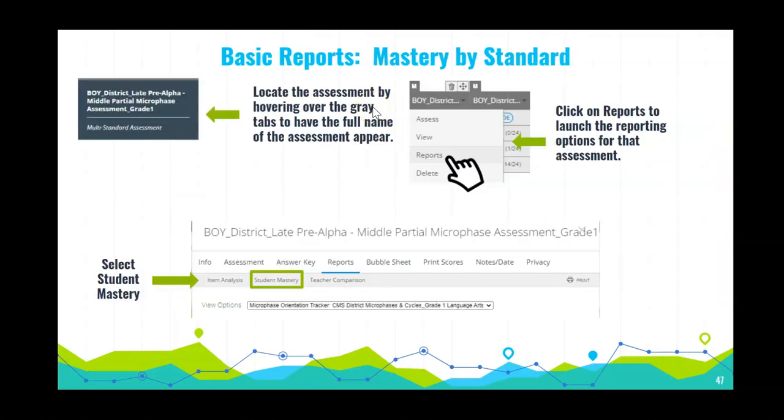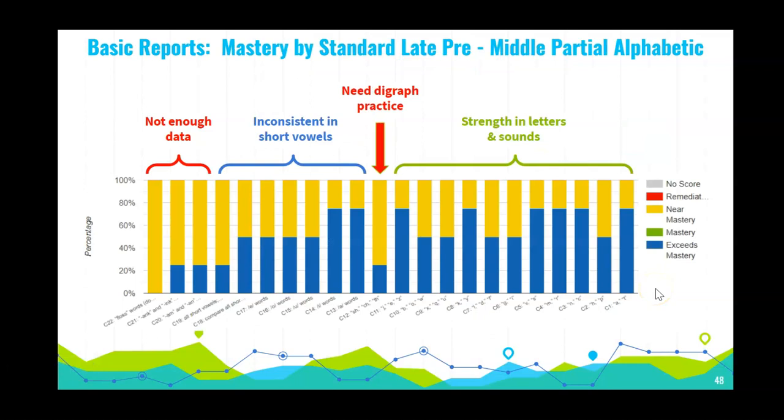Now, let's look at some options for basic reporting. When you hover over the name of the assessment in the gray box, a pop-up will appear and you can click on Reports. A reporting box will bring up options for you to choose from. You can select Student Mastery. This is the report that you will see.